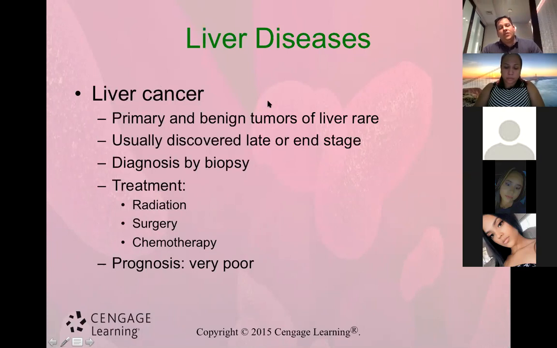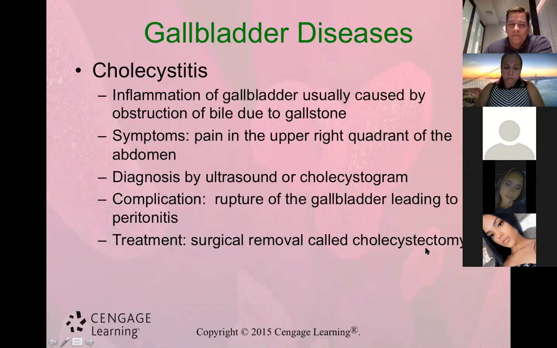Liver cancer is a primary tumor of the liver; benign tumors are rare. It is usually discovered late, at end stage. The diagnosis is made by biopsy. The treatment is radiation, surgery, and chemotherapy. The prognosis is very poor.